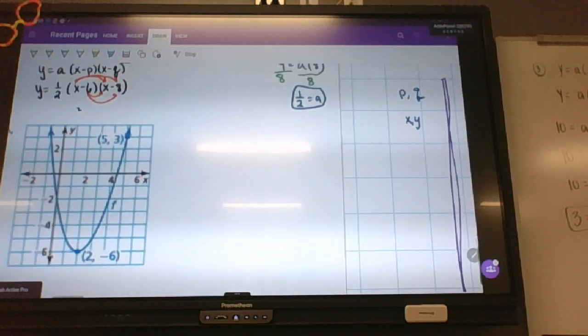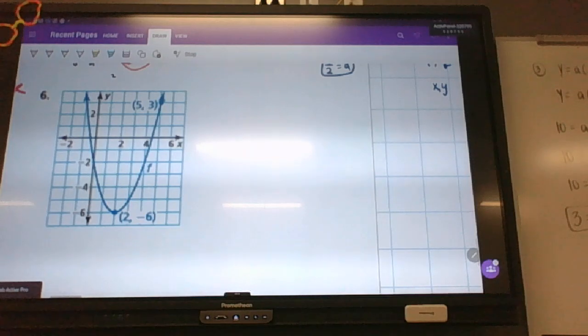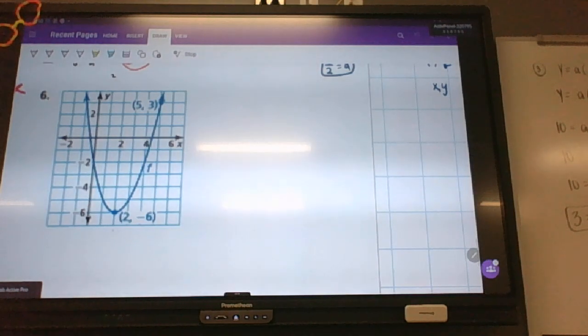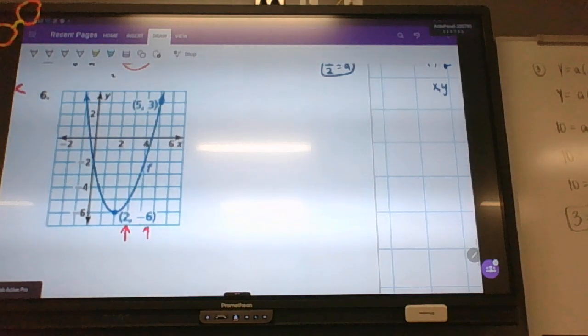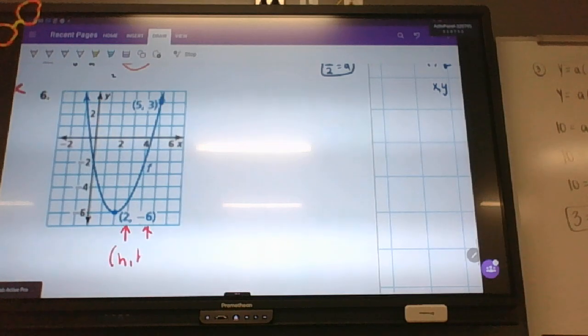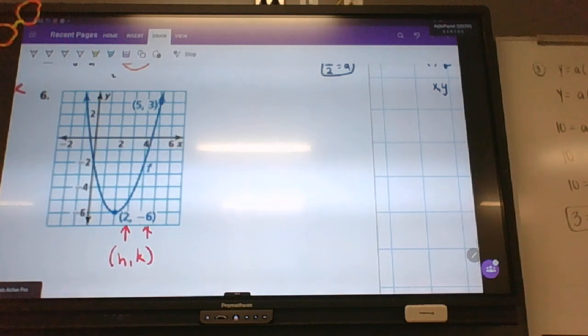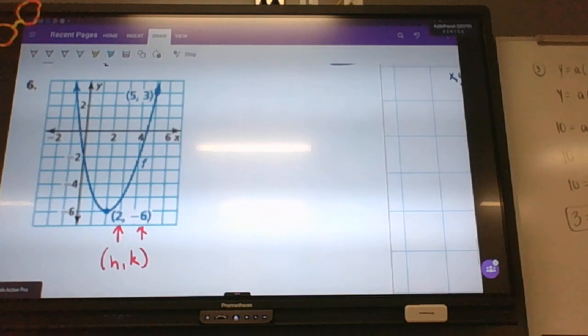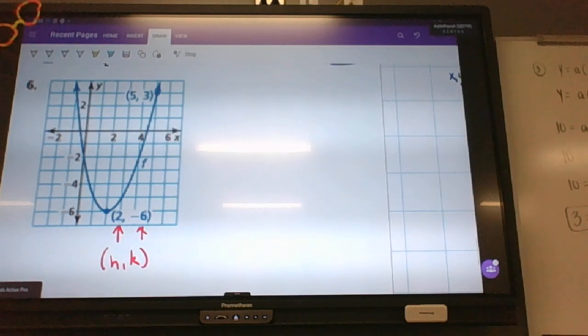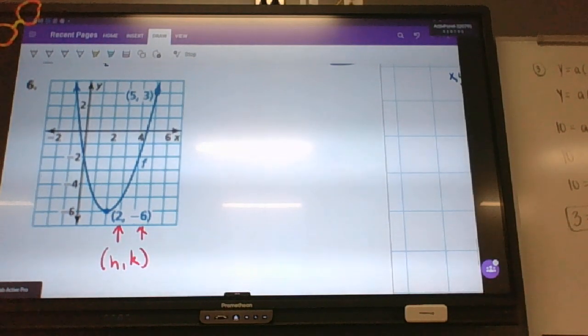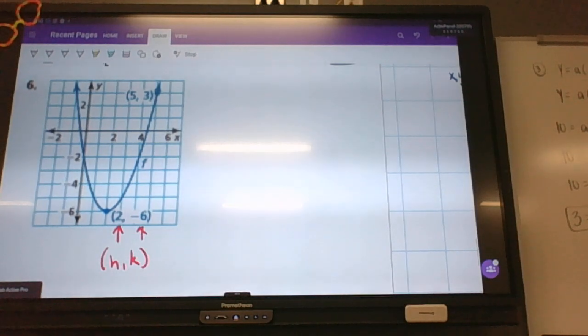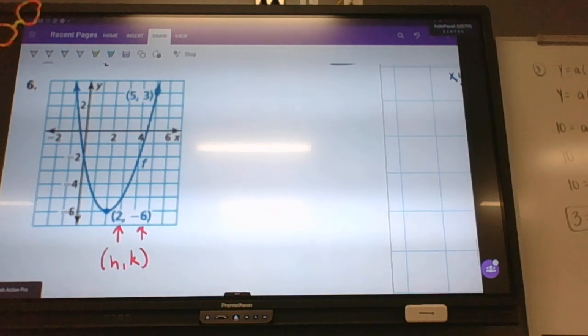Okay, so when I look at number 6, I see the h and the k is provided. 2 is h and negative 6 is k. Ready, do number 6 right now, full answer out. If you did all the assignment yesterday, this will be your 5th time doing it. I bet you start to really remember the process.